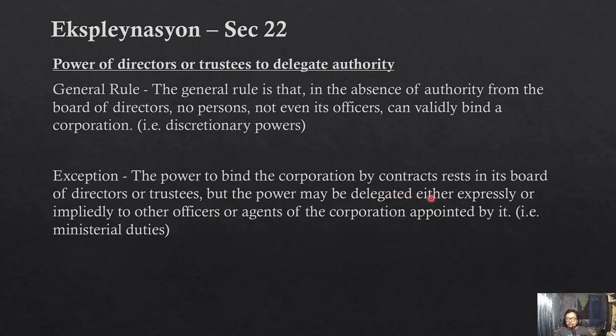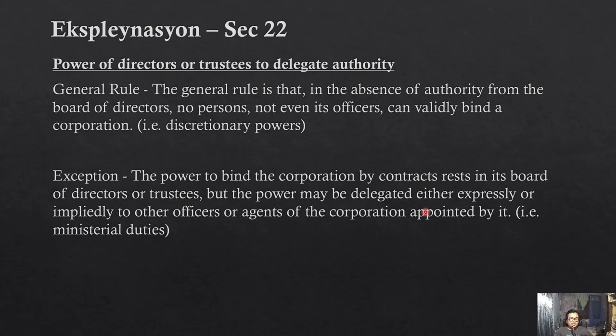The power to bind a corporation by contract rests in its board of directors or trustees, but the power may be delegated. Pwede mong ipasa na siya na lang yung gagawa, either express or implied, to other officers or agents ng isang corporation appointed by it. Example, ministerial duties.